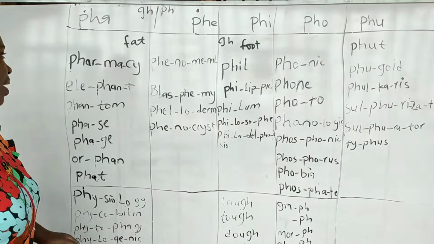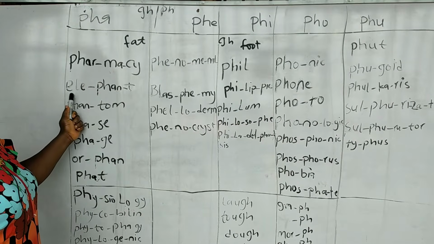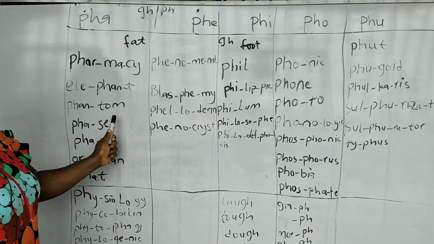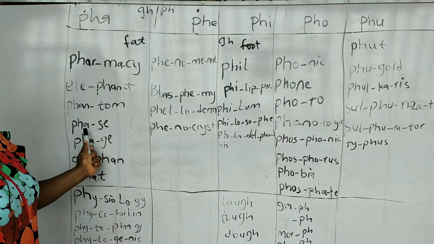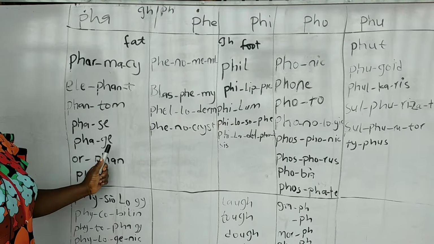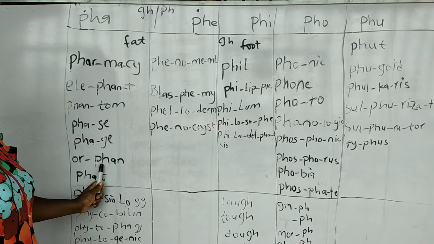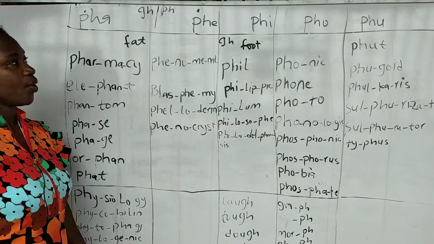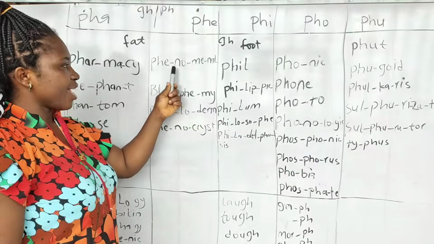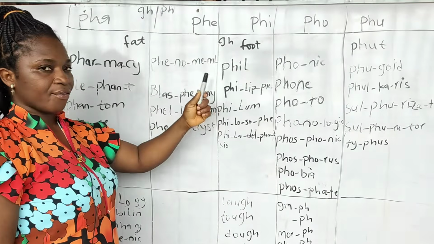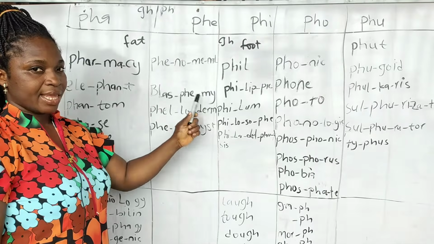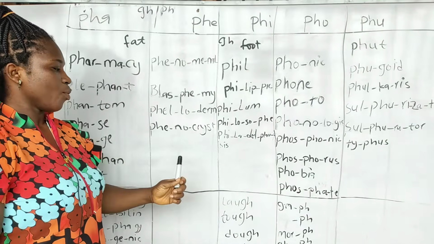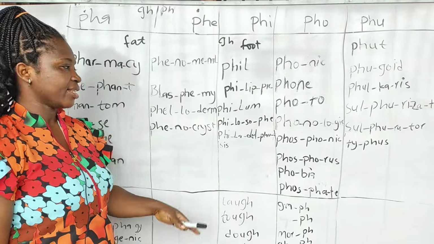So let's put together the words. We have pharmacy, elephant, phantom, face, fetch, orphan, fun, fat. Now we have here phenomenal, blasphemy, philodem, phenocast. Let's see the phi.